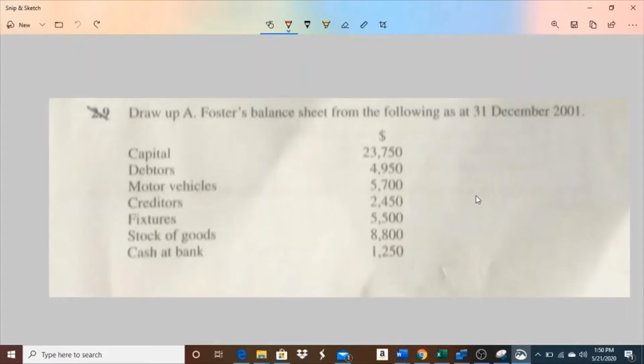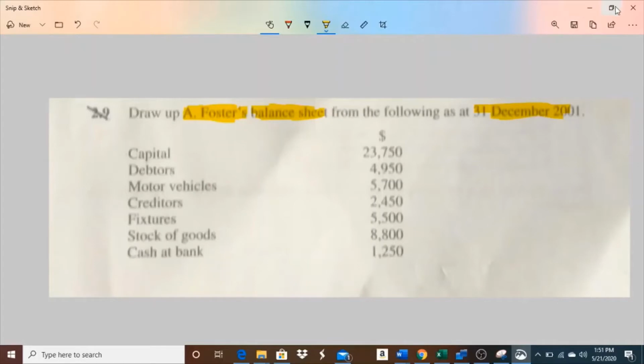Now, what are the components that are in a balance sheet? We have assets, equity, and liabilities. Your total assets must be equal to your total equity and liabilities. First, we want to create the heading. What do we need to create the heading? We need the name of the person or the organization, we need the type of financial statement, and we need the year-end close.